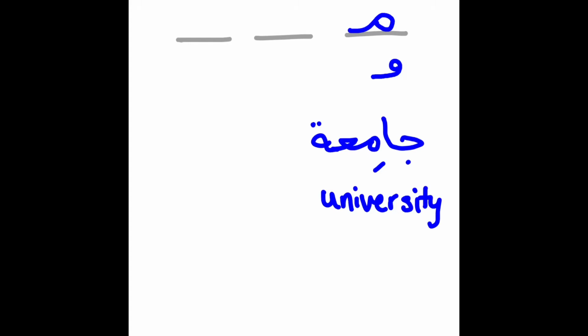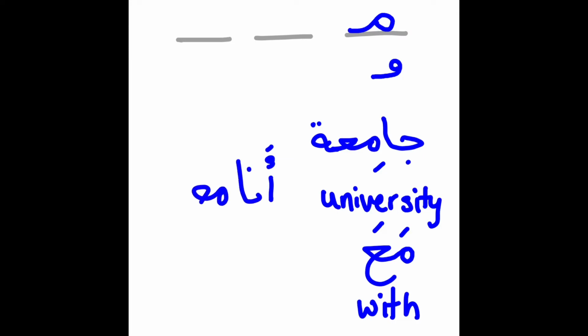Let's do another one. مع. ميم عين, مع. This means with. مع. Say أنا مع أخي. Who am I with? مع أخي. أنا مع أخي. مع من أنت? Who are you with? مع. Good. مع.